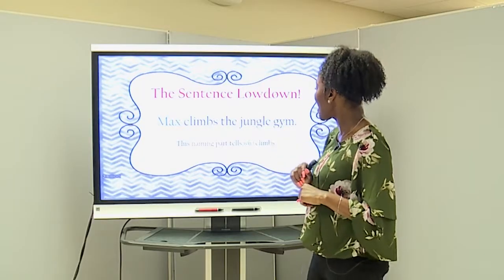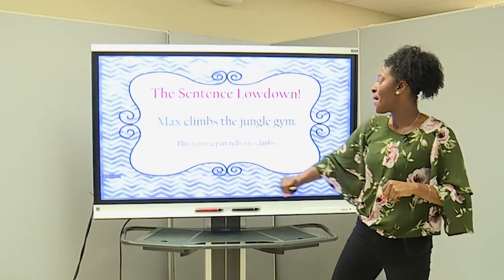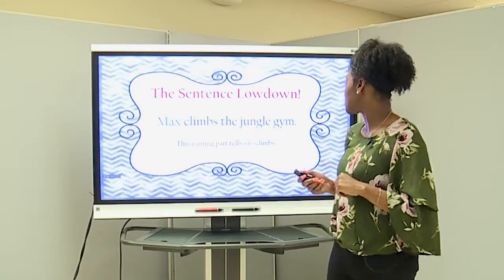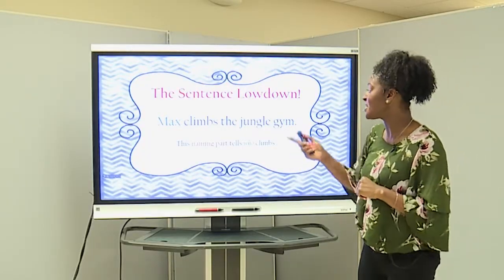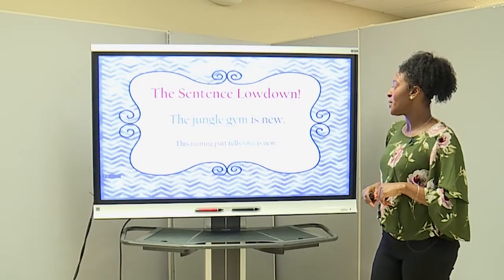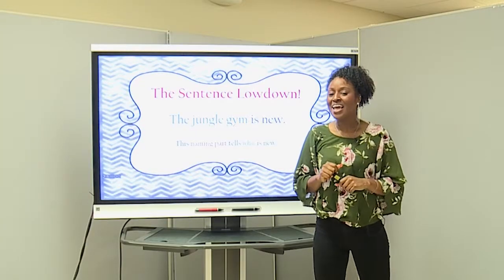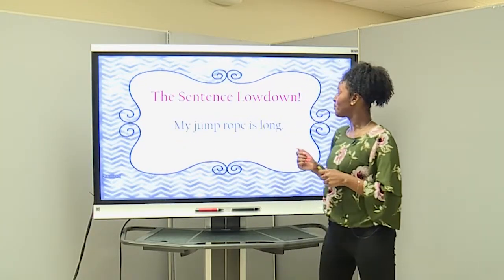This sentence says, Max climbs the jungle gym. Max is the naming part. It tells who climbs the jungle gym. Who climbs? It's Max. The jungle gym is new. The jungle gym is my naming part. It tells what is new.